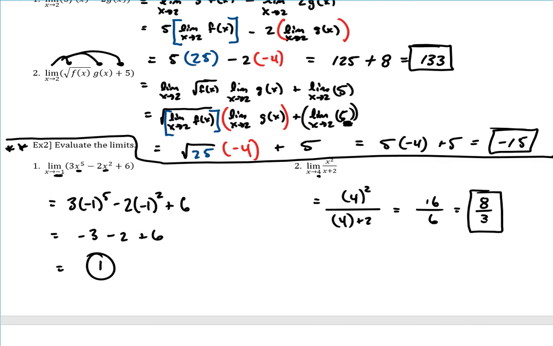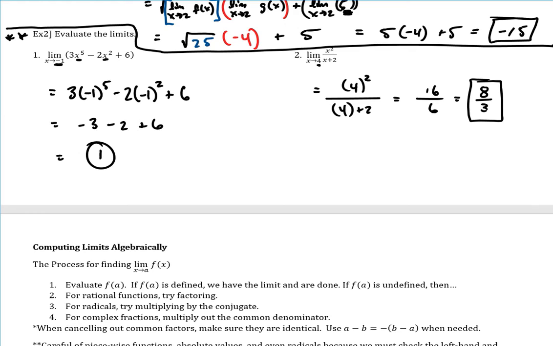These second ones, the example 2, is often a first step that we do all the time to see if we can answer it right away. If it doesn't give us a number, so here we got nice numbers, 1 and 8 thirds. If it gives us something like an undefined, then we have different strategies that we want to do. And those will be in our next video.